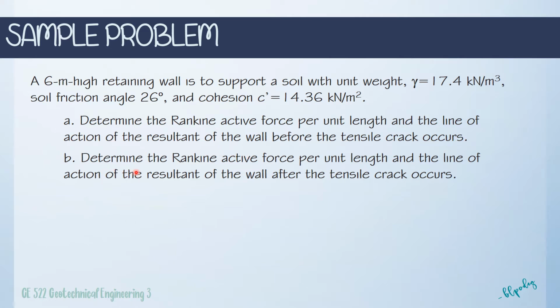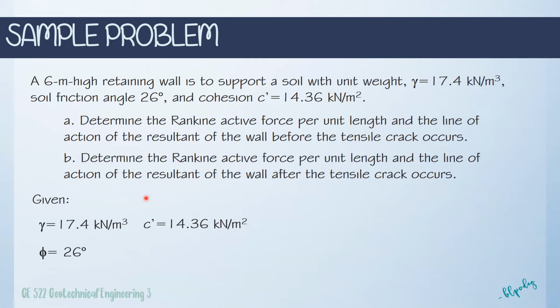Letter B, determine the Rankine's active force per unit length and the line of action of the resultant on the wall after the tensile crack occurs. So first things first, we have to identify the givens so that they will aid us in solving the problem. Unit weight of soil is given to be 17.4 kilonewton per cubic meter. Soil friction angle, or simply angle of friction, is 26 degrees. Cohesion is given to be 14.36 kilonewton per meter squared.